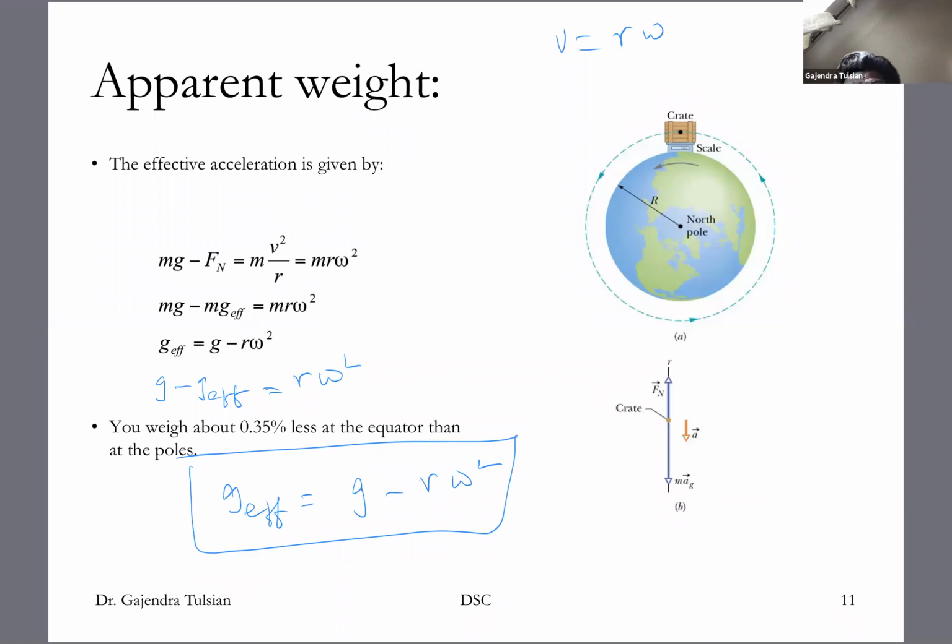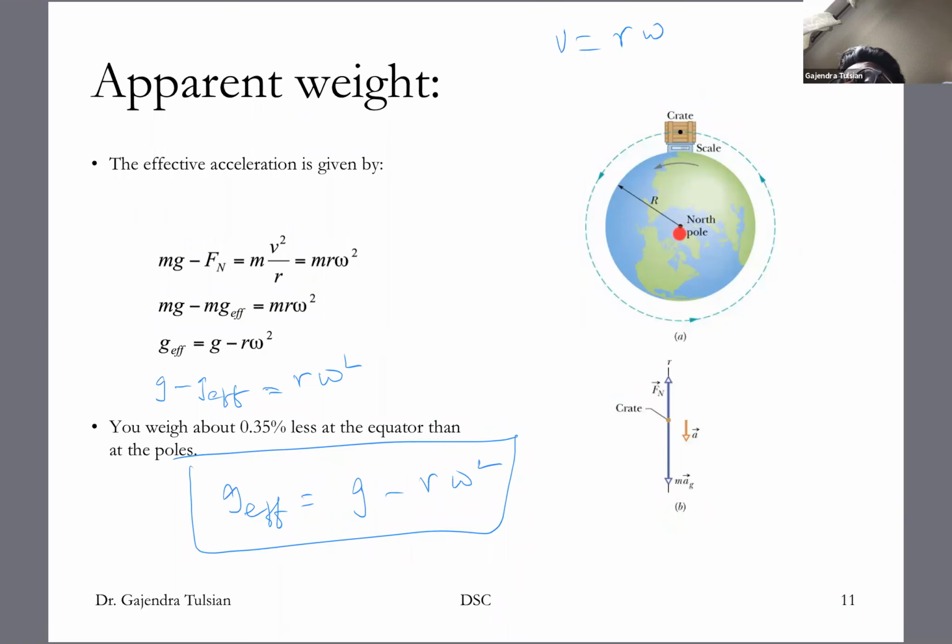Okay. And this equation is interesting. So omega is the angular speed of the Earth. Okay. So if you made the Earth spin faster, this term would get bigger. And if you spin the Earth fast enough, this term would equal g, that's 9.8 meters per second squared. And your apparent weight could go to zero. Your effective acceleration could go to zero. So again, what this equation is telling you about is your apparent weight.